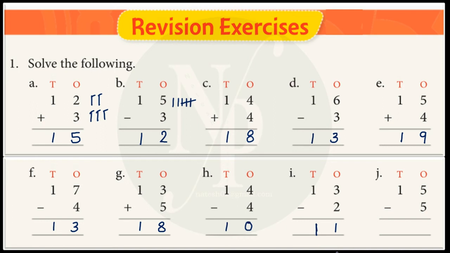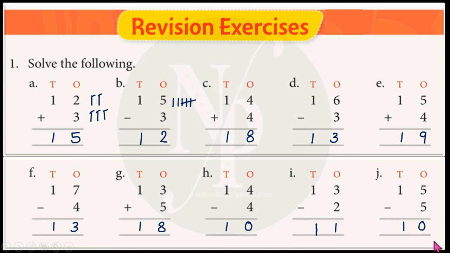J. Subtracting 5 from 15. So we begin from ones place. 5 minus 5 is 0. Let's write 0 in ones place here. And 1 minus 0 is 1. So 15 minus 5 is equal to 10.